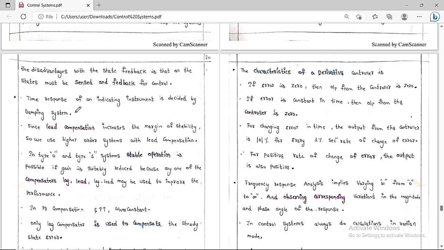Suppose the damping ratio is very low. Then there will be a lot of oscillations, and the output will take a lot of time to reach the steady state. So listen carefully: if the damping ratio is very high, the oscillations die out in less time, and you get the steady state value very quickly.